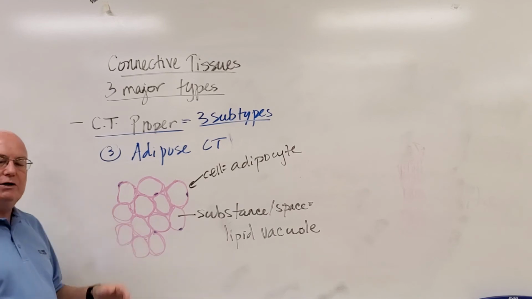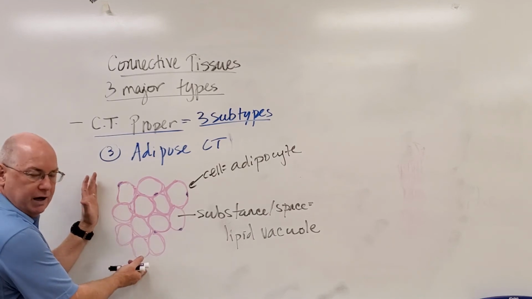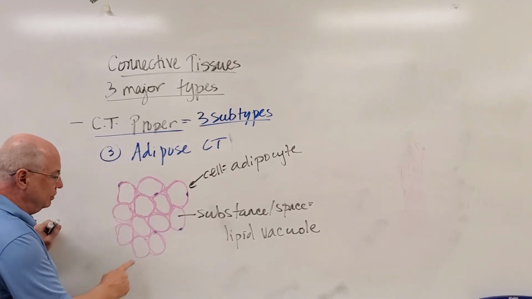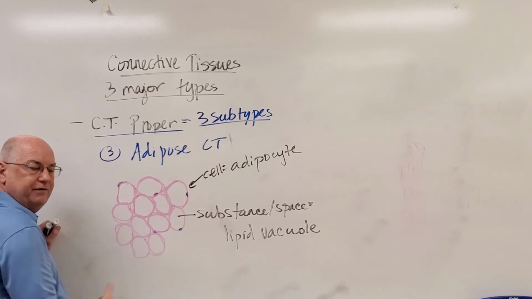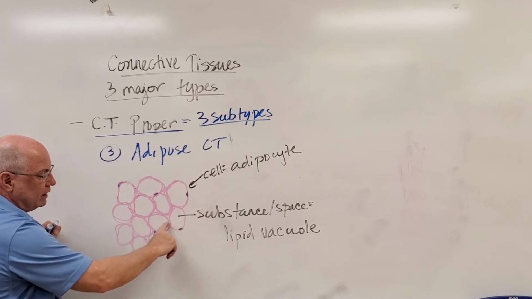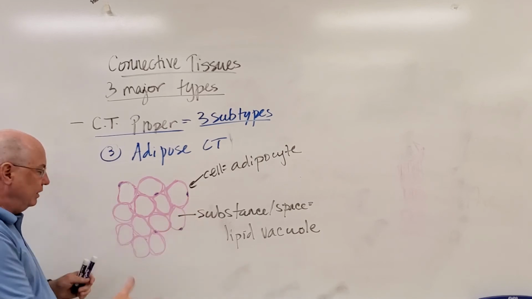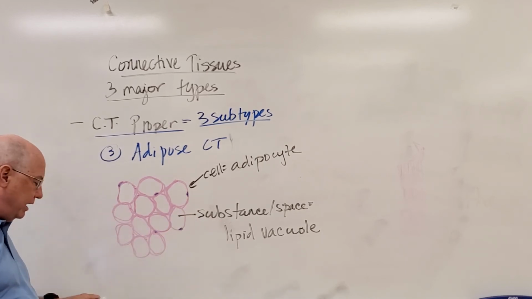So those are the three questions I could ask. ID the tissue, adipose tissue, or adipose connective tissue. ID the empty space or the fluid inside of here, that would be a lipid vacuole. And then ID the type of cell. Each cell, every one of these rings is a single adipocyte.